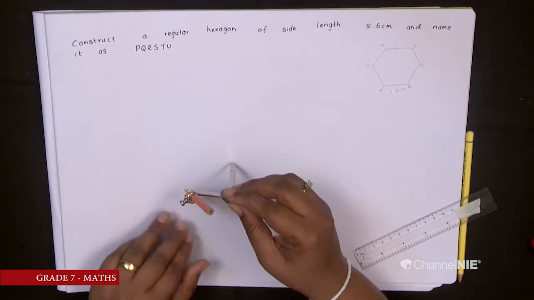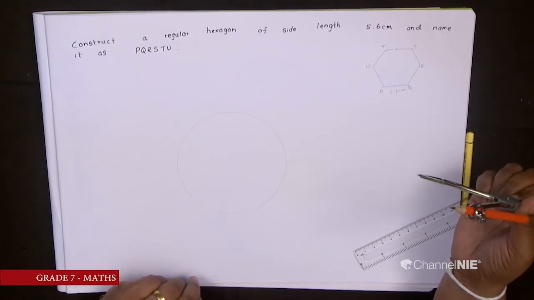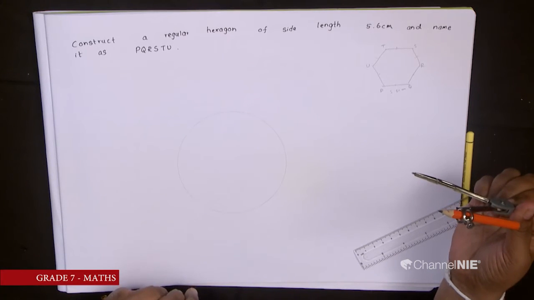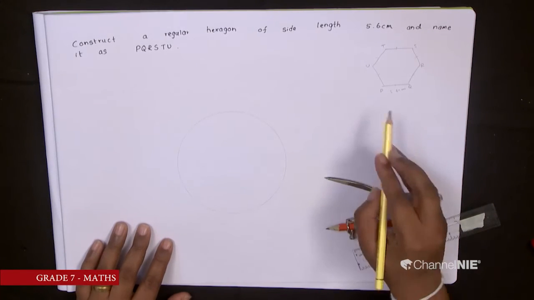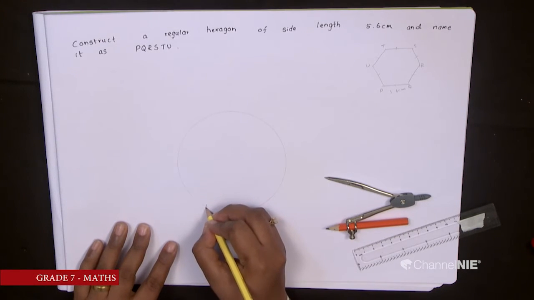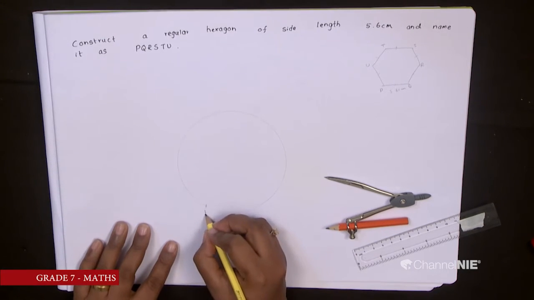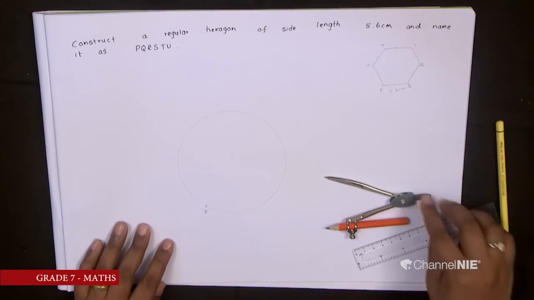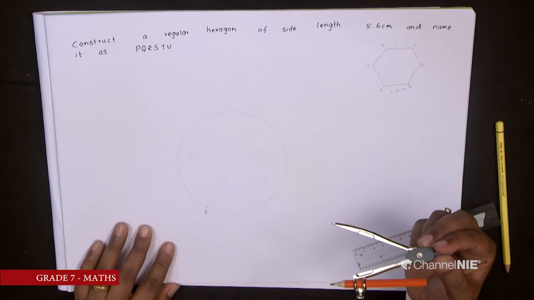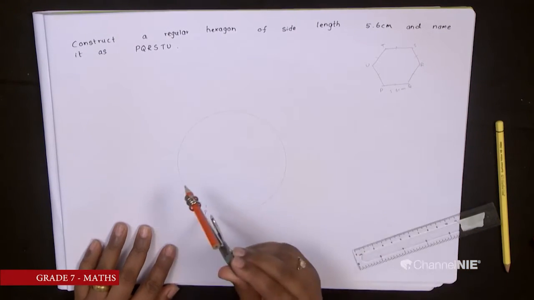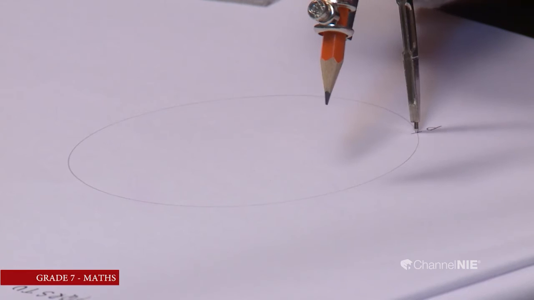Now, first I am going to draw a circle as 5.6 centimeters becomes the radius of the circle. Right. Once again, I am going to start with P. Therefore, I am going to mark a point on the circumference of the circle. Name the point as P. Don't change the distance that you have got, the length you have got in the pair of compasses. Place the tip of the pair of compasses on point P.